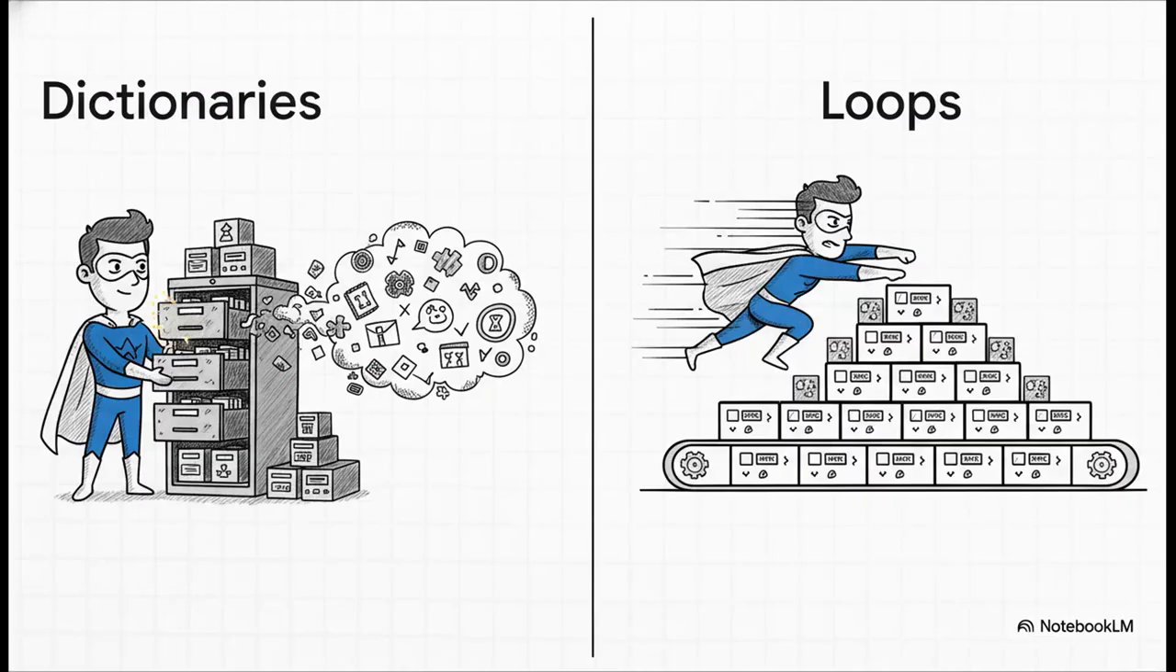So, let's recap our new programming superpowers. First, with dictionaries, we can bring order to data chaos, organizing everything into clean, easy-to-understand structures. And second, with loops, we can automate the boring stuff, freeing ourselves from the misery of repetitive code. These aren't just a couple of neat tricks. They are fundamental tools that will absolutely make you a more powerful and efficient programmer.